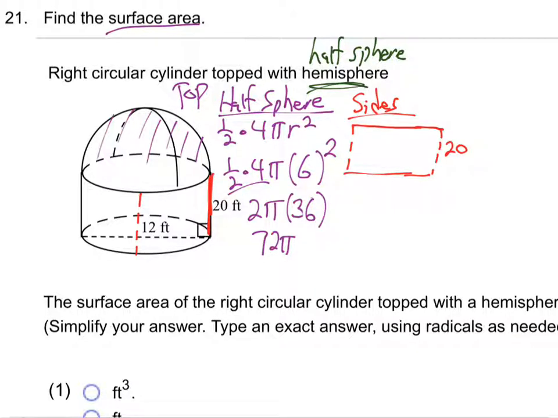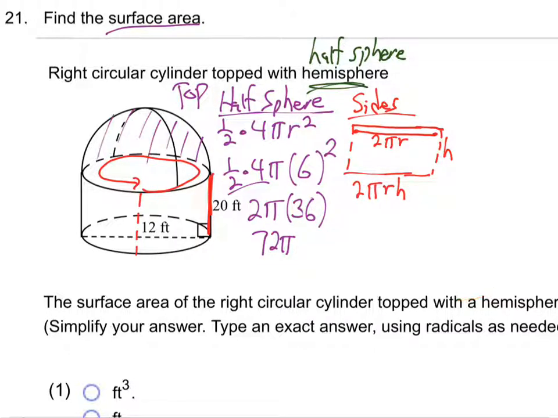How wide is the rectangle? How far is it from here to here? Well, that's how far around the top edge of the circle is there, right? That's how far around, which is 2 pi r. And this is the height, which we know is 20. So the formula is 2 pi r h.